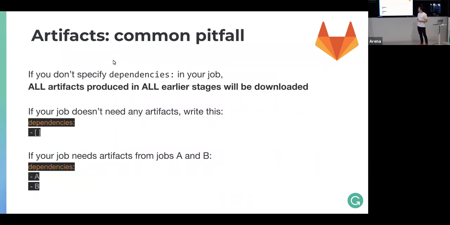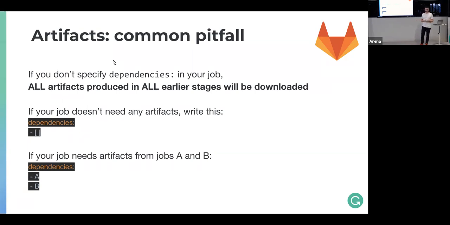And with that comes the first common pitfall. This talk is going to be about recipes and common pitfalls that people run into when using those tools. The first common pitfall with artifacts is not specifying the dependencies key in the jobs. For the first stage, this does not matter because you have no jobs in previous stages. But if you define a job in the second stage and you don't specify dependencies, GitLab will have to download artifacts from all jobs of the first stage, even if you don't really need them.